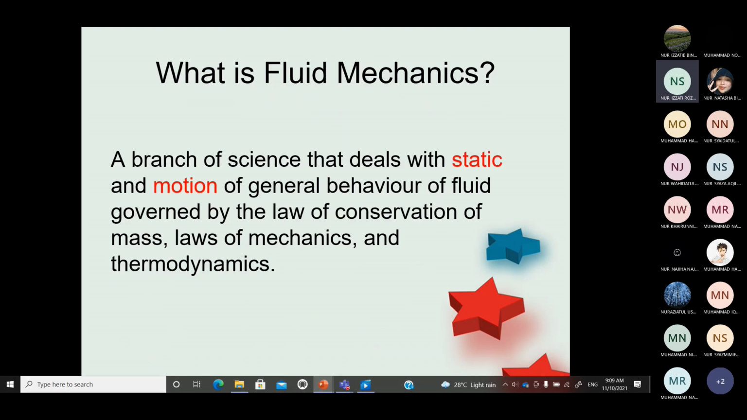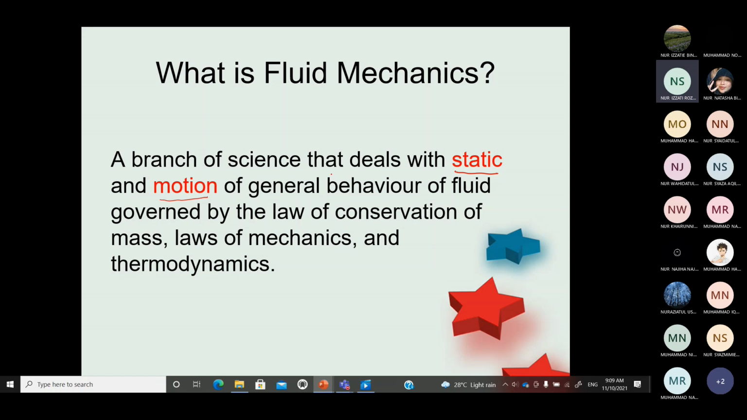All right. Okay, so before we go deeper, you must know what is actually fluid mechanics. Fluid mechanics is a branch of science. For me, it's physics. A branch of science that deals with static and motion. Okay, static, what is static? Can someone give an answer? What do you understand with the word static? Stationary. Okay, so it's not moving, right? It's static there. Motion means it's moving, right?